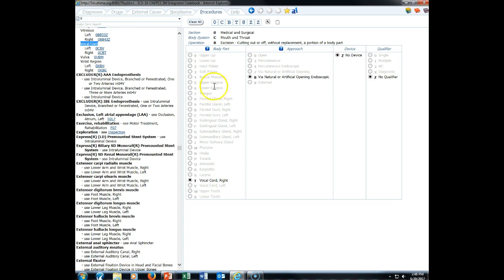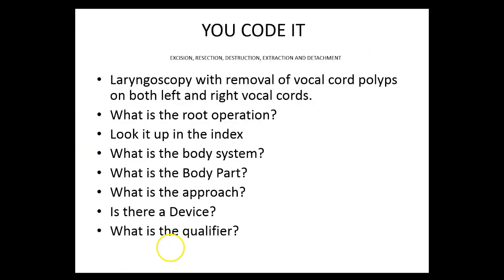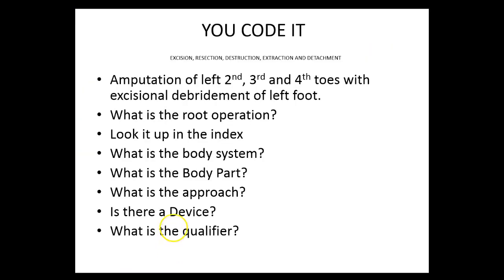Okay, so let's try a challenging one. Amputation on the left. We're doing the second, the third, and the fourth toes. And then we're doing an excisional debridement of the left foot. So we're going to have 4 codes. So if we're doing an amputation, then our root operation for that is going to be detachment because we're detaching those toes. And if we're doing an excisional debridement, this is excision.